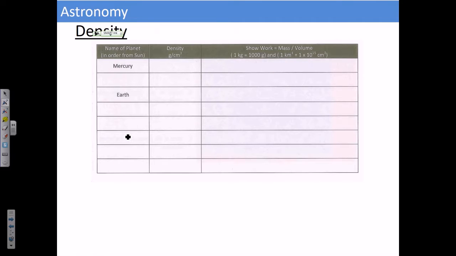So if you jump down one table, you end up on the density chart here, the density table, and again you have the planets. I'm going to move this thing a little bit. So there you have the planets.